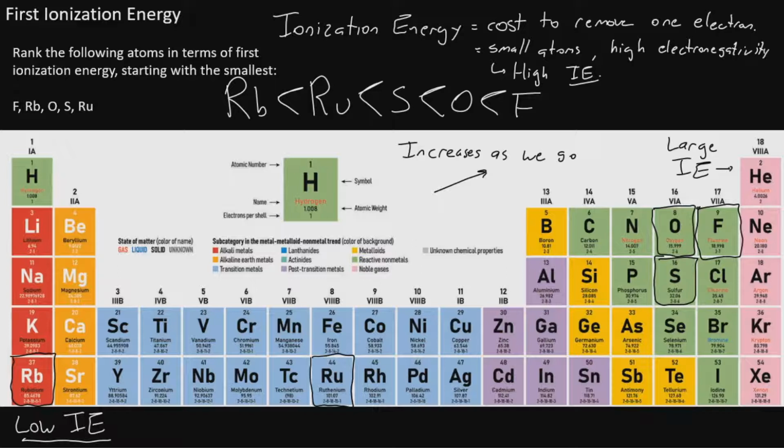It's also worth mentioning that any configuration ending in p1 or p4 will have lower ionization energy than expected. Let's briefly go over the reason for that phenomenon. Let's take boron, for example. Boron's electron configuration starts with helium, followed by 2s2, 2p1.